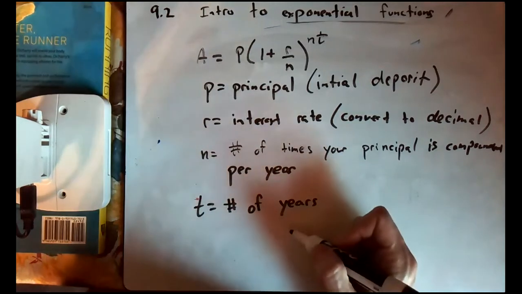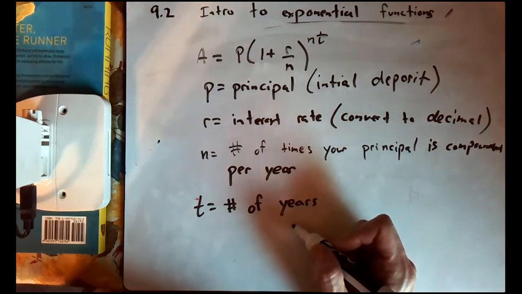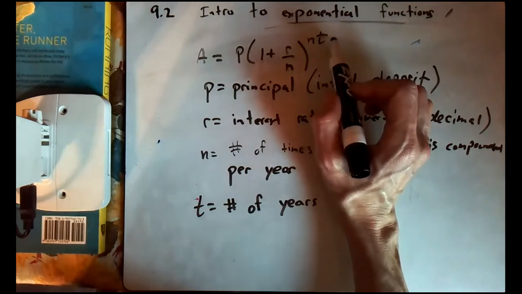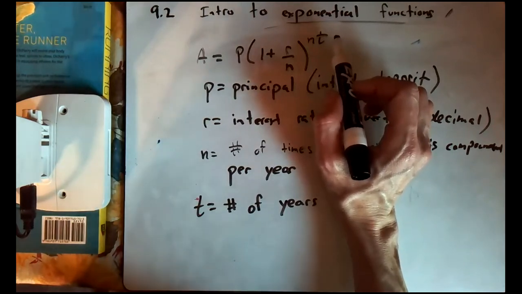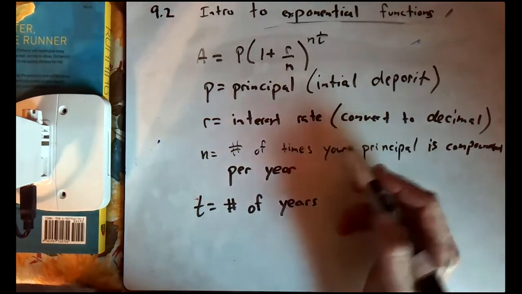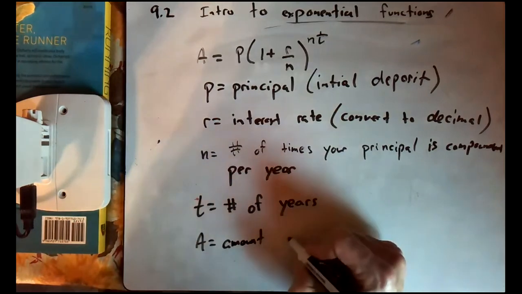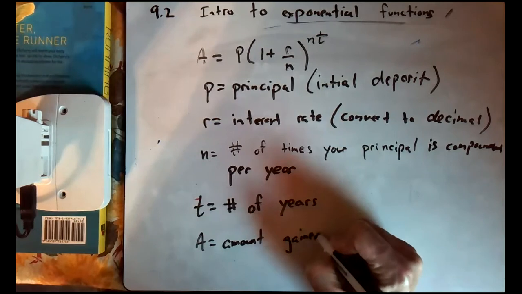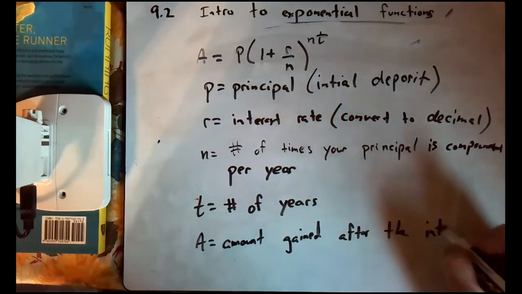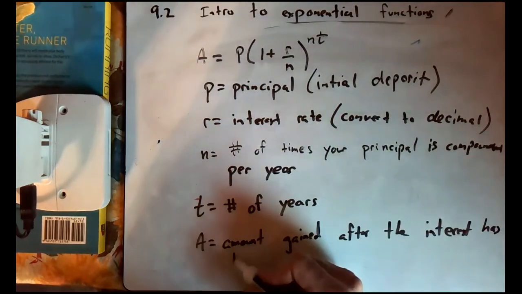So just be careful because sometimes they may say, for 48 months that you're leaving your money at the bank. But you're not going to put 48 in for T. You have to put 4, right? Because T is in years. 48 months is 4 years. So make sure you pay attention to something like that. And A is just the amount gained after the interest has been compounded.